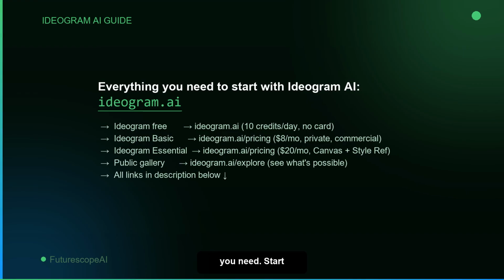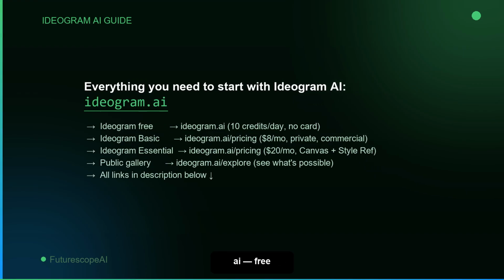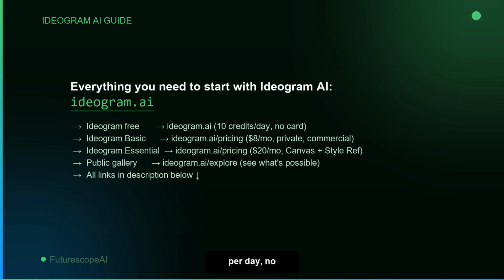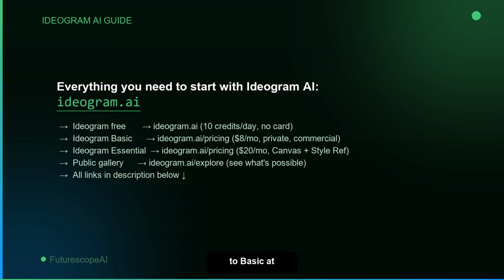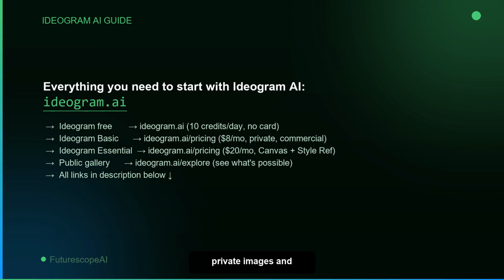Here is everything you need. Start at Ideogram.ai, free account, 10 credits per day, no card required. Upgrade to Basic at $8 for private images and commercial use rights. Upgrade to Essential at $20 when you need the Canvas editor and style reference, both available at ideogram.ai/pricing. Before you generate anything, spend 5 minutes in the public gallery at ideogram.ai/explore. Seeing what other people are building with the tool is the fastest way to understand its range.